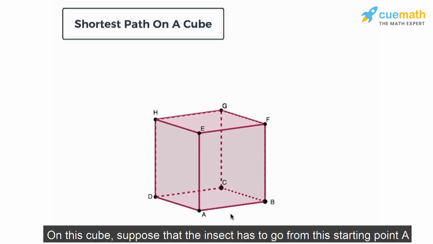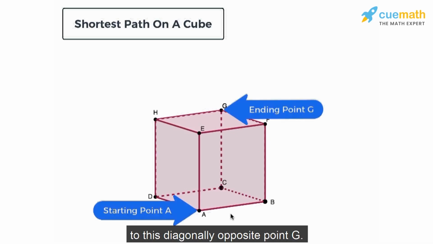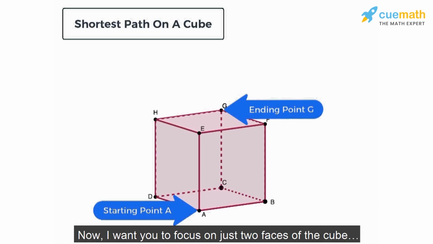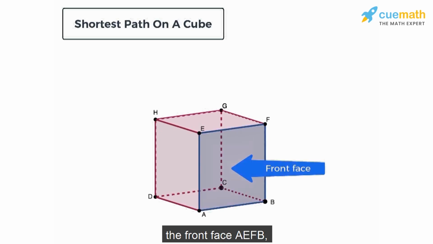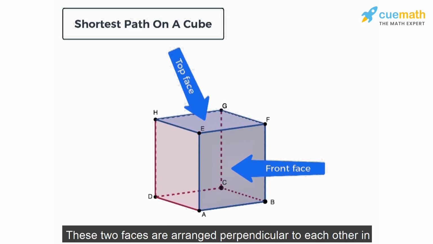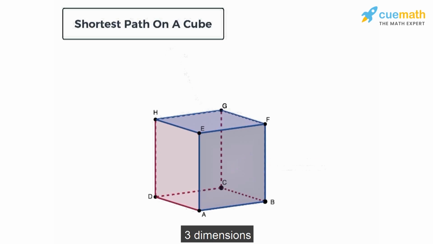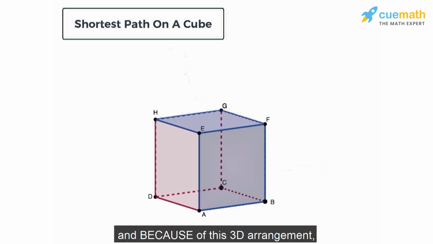On this cube, suppose that the insect has to go from this starting point A to this diagonally opposite point G. Now I want you to focus on just 2 faces of the cube. The front face AEFB and the top face EHGF. These 2 faces are arranged perpendicular to each other in 3 dimensions, and because of this 3D arrangement, finding the shortest path from A to G is tricky.